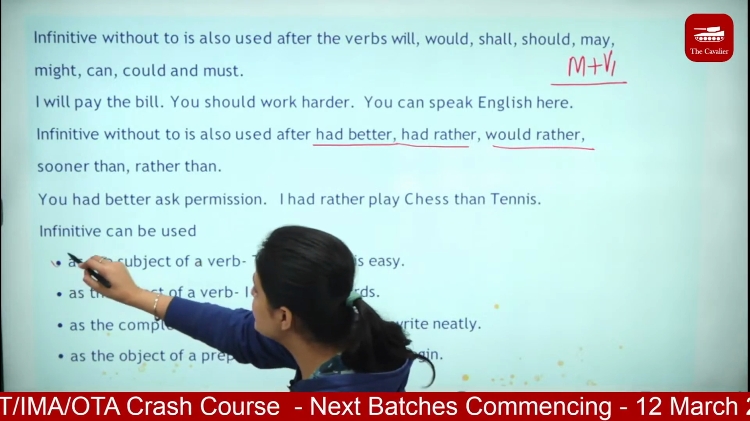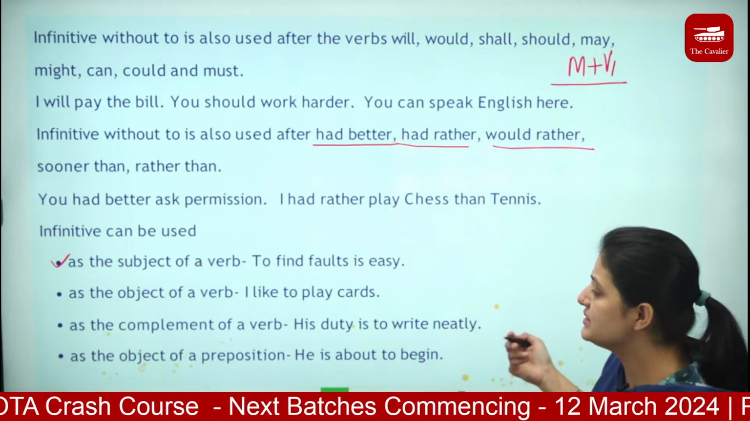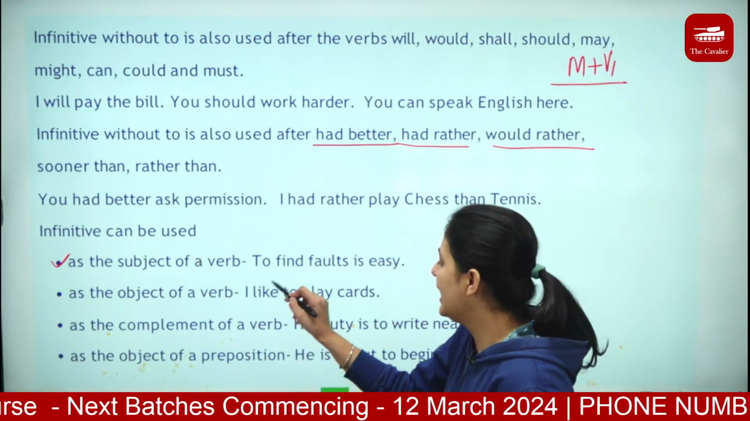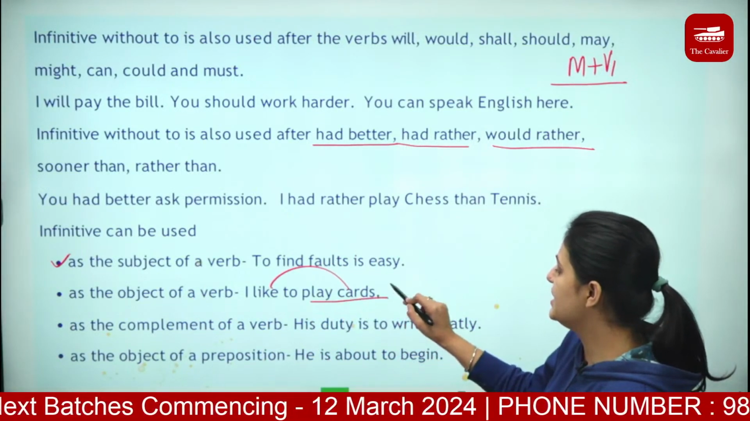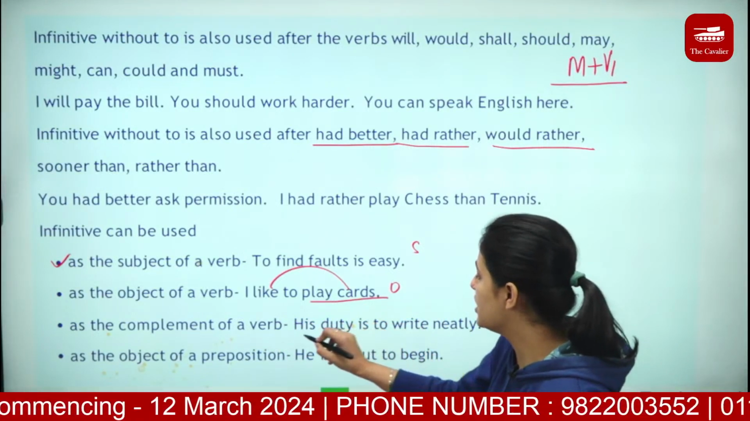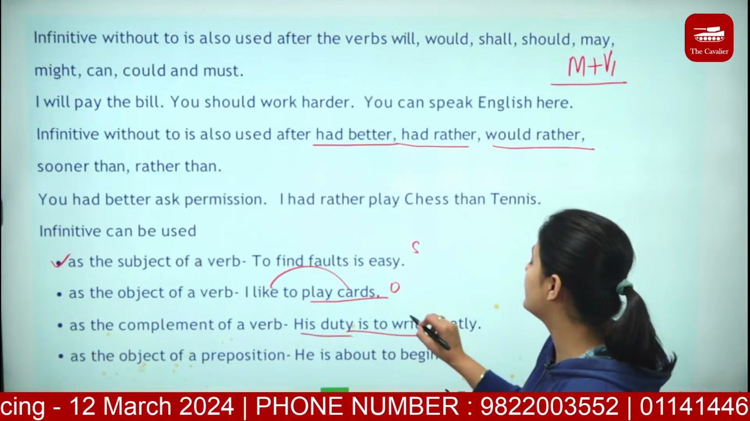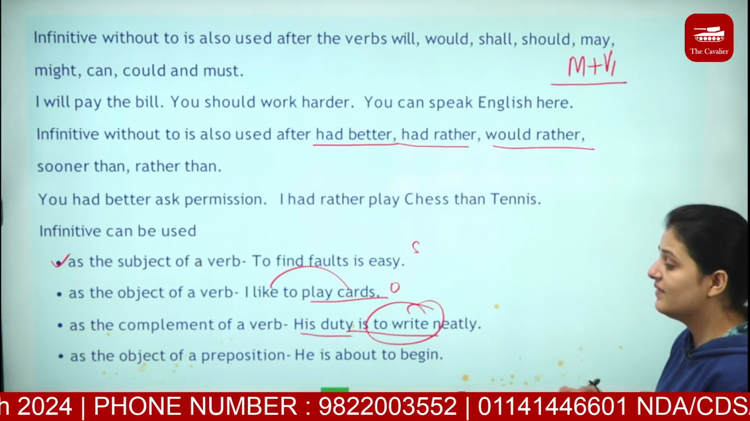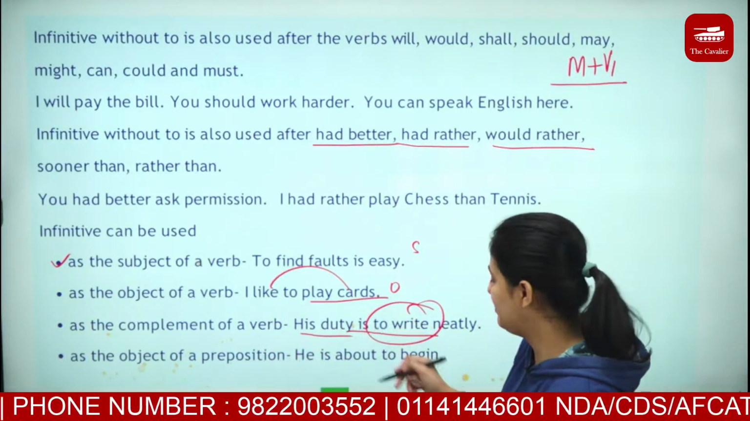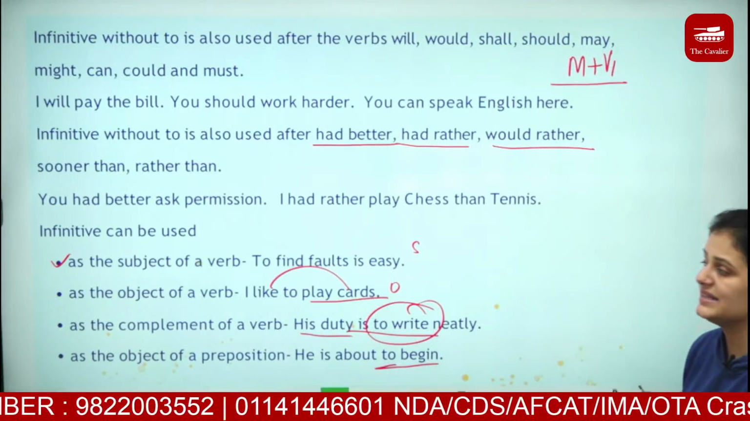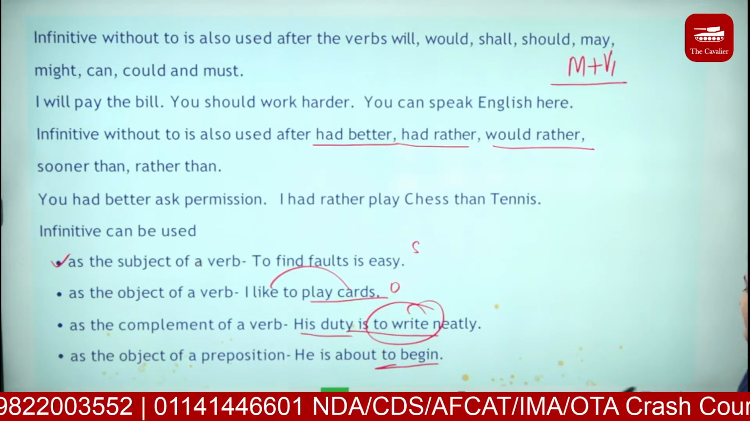Now अब infinitive का यूज कैसे कर सकते हैं? पहले as subject, to find fault is easy, example है ये इसका. Next as an object of a verb, I like to play cards, so as an object. Okay, next as a complement, his duty, what is his duty? His duty is to write neatly, so here it is acting as a complement. Then as an object of a preposition, he is about to begin, so as preposition also we can use infinitive.